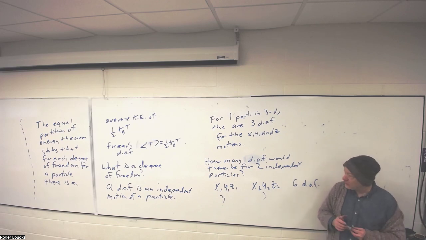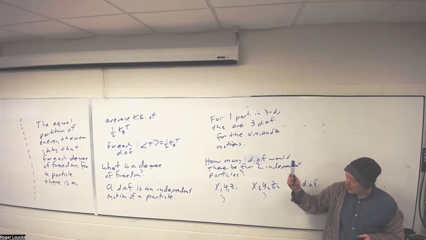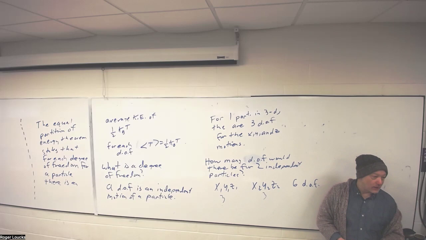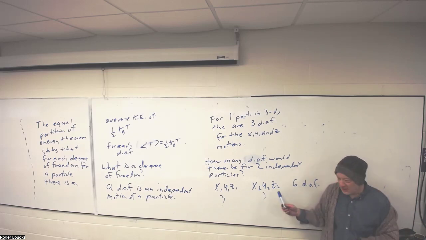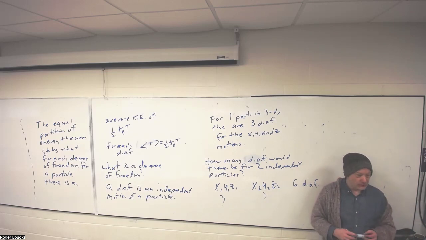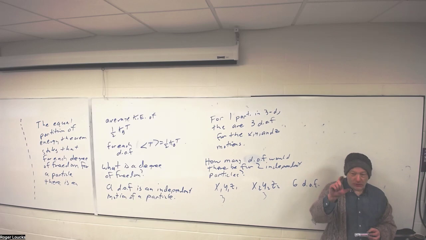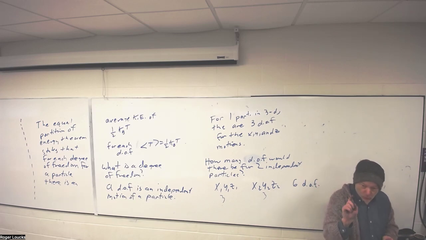Exactly. So in a case like this, if this equipartition of energy theorem is true, and it turns out that it is, what would be the energy then for this system? 6 halves kBT, or just 3 kBT. Okay, that makes sense. Now, suppose these 2 particles are connected by some massless rod. So they're no longer independent. What happens then?